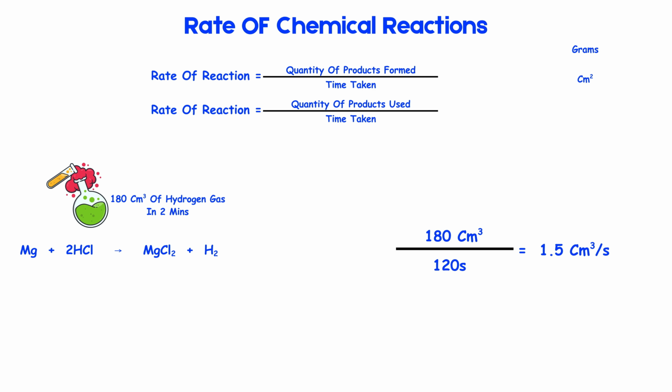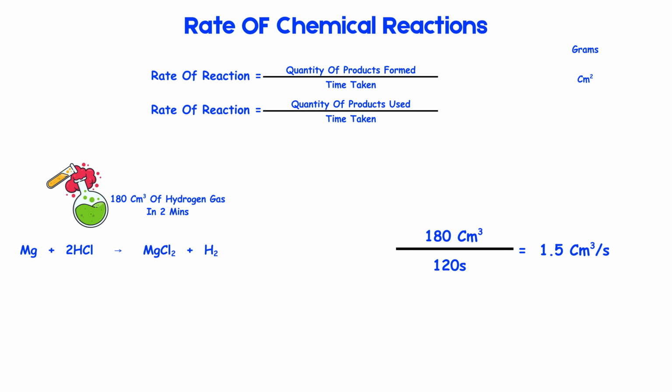To actually measure the rate of a reaction, we need to either measure how quickly the reactants are being consumed or how quickly the products are being formed. The quicker this transformation takes place, the faster the reaction rate. We can express this using two equations. One equation says that the rate of reaction is equal to the quantity of reactants used divided by the time it takes for the change to occur. The other equation states that the rate of reaction is equal to the quantity of products formed divided by the time taken. These quantities are typically measured in grams or cubic centimeters, and time is measured in seconds.